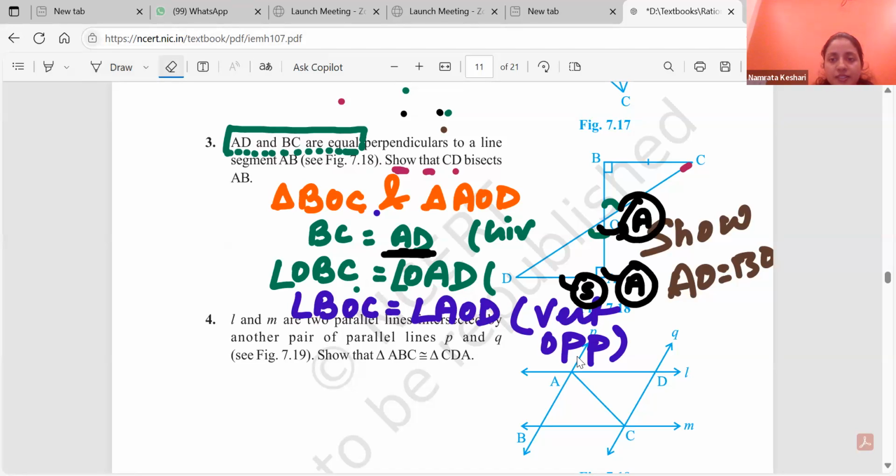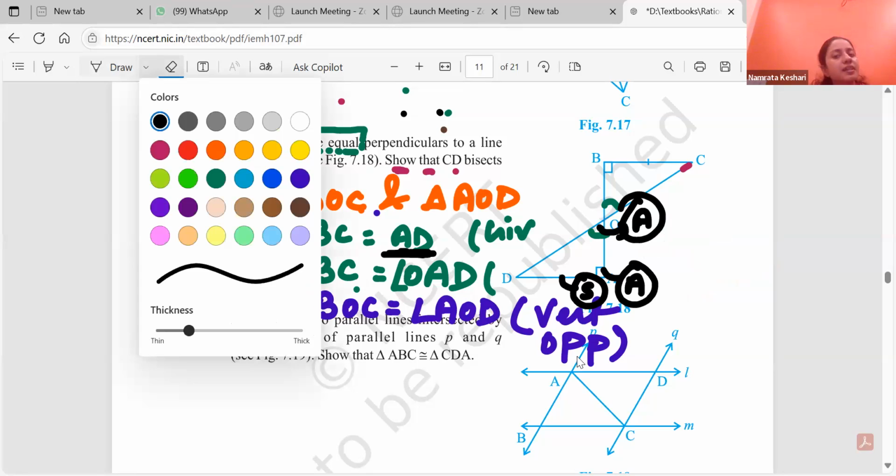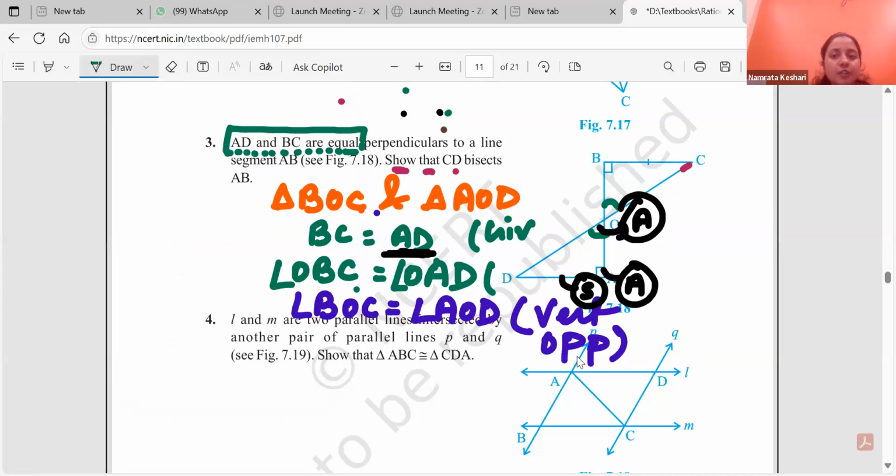Because it doesn't look like angle. Let me write all the criterias. Okay, side no, side no, angle side angle no, angle side, angle side. Can you see that? Yes, ma'am. Okay, angle side is matching over here. Okay, hence these two triangles are congruent.